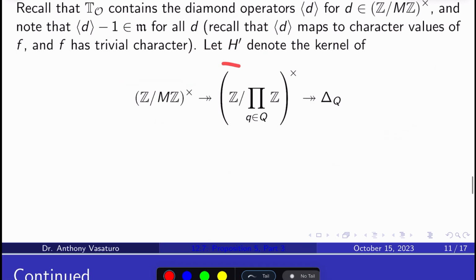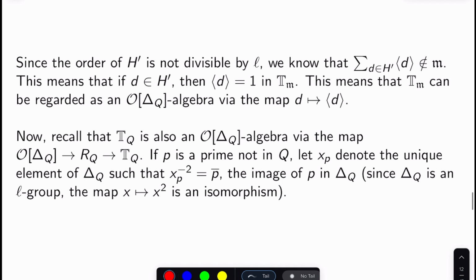Okay, or H prime rather, excuse me. Since the order of H prime is not divisible by L, we know that the sum over d in H prime of bracket d cannot be in frak m, which means that if d is in H prime, then bracket d is 1 in T sub frak m. This means that T sub frak m can actually be regarded as an O bracket delta Q algebra via what map? Just send d to bracket d.